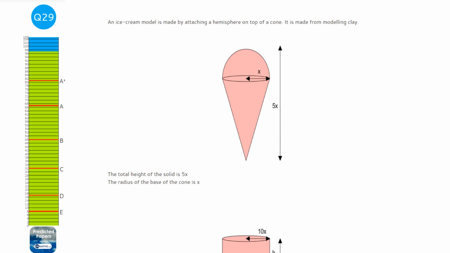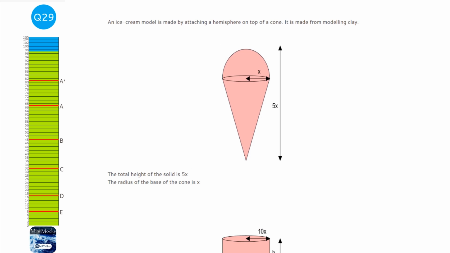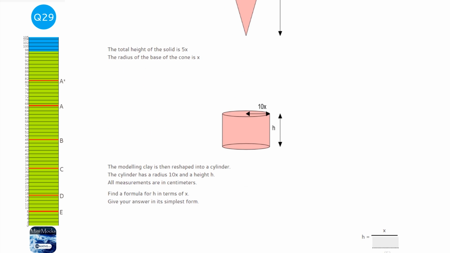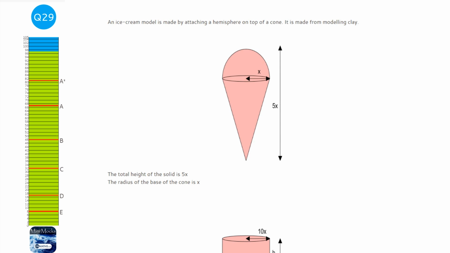Okay, so this doesn't seem like the easiest question because there's 3 shapes going on. There's no numbers in it at all, and we're asked to find a formula. So the first place I'd start is working out, first of all, what are the formulas we'll need? Well, let's have a look.